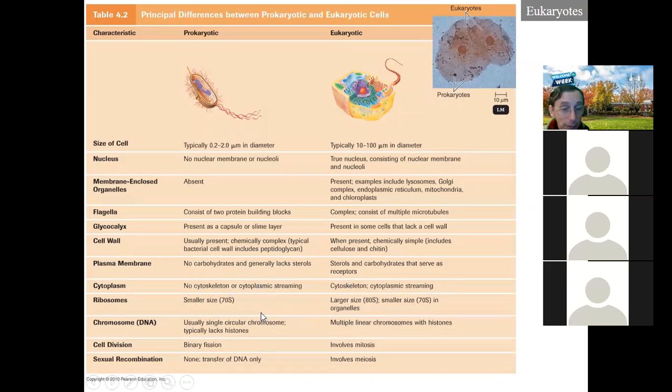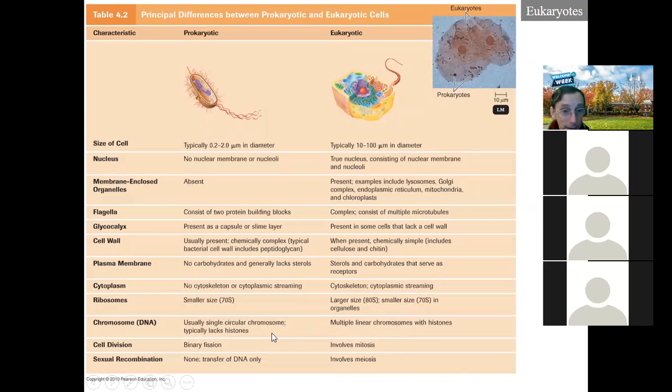The ribosomes of prokaryotes are smaller than eukaryotes. They're of the size 70S. The eukaryotic ribosomes are 80S. And I will say that you can find the 70S ribosome in the mitochondria and the chloroplast of eukaryotes. And we'll talk about that later in today's lesson.